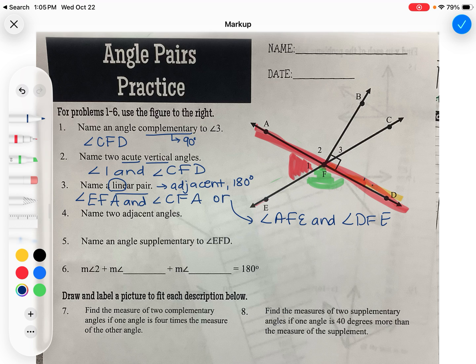Okay, name two adjacent angles. Adjacent means they just have to be next to each other. So I can keep it simple, right? Angle 2 and angle 3. I could have said angle 1 and angle 2.